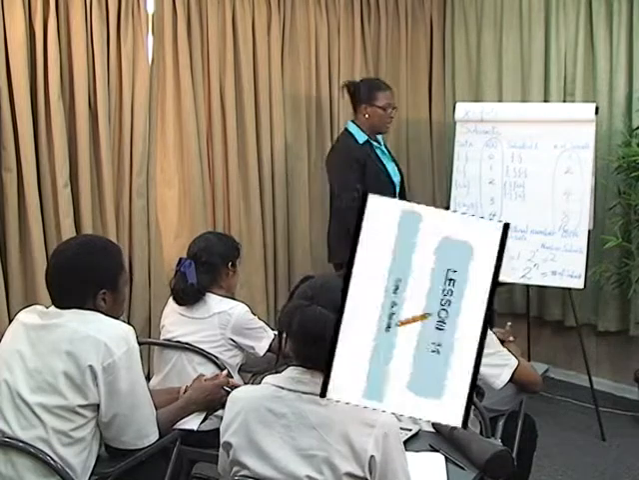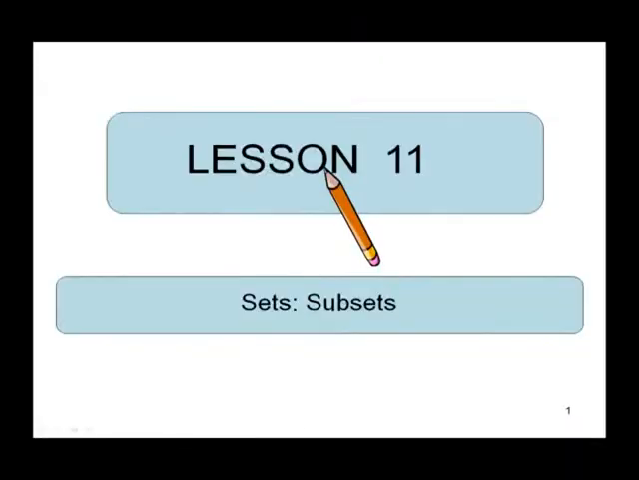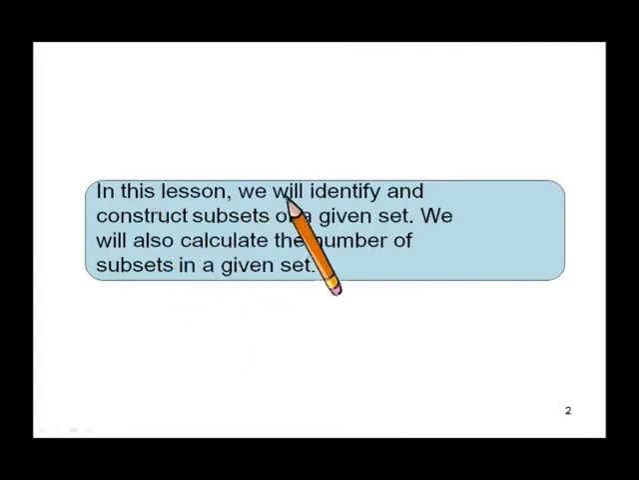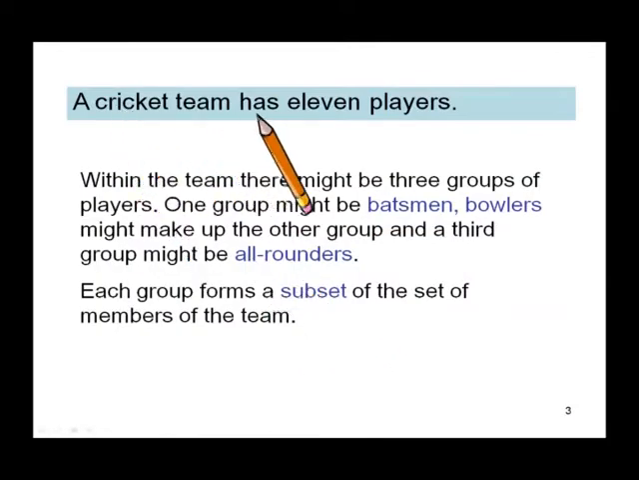Now let us recap quickly. Look here. Lesson 11. Sets, subsets. In this lesson, we will identify and construct subsets of a given set. We will also calculate the number of subsets in a given set. A cricket team has 11 players. Within the team, there might be 3 groups of players. One group might be batsmen, bowlers might make up the other group, and the third group might be all-rounders. Each group forms a subset of the set of members of the team.